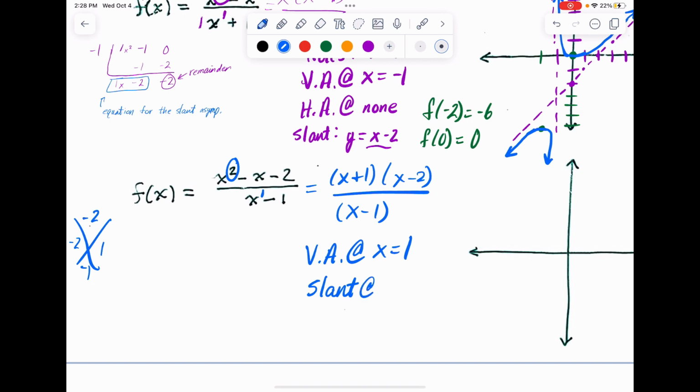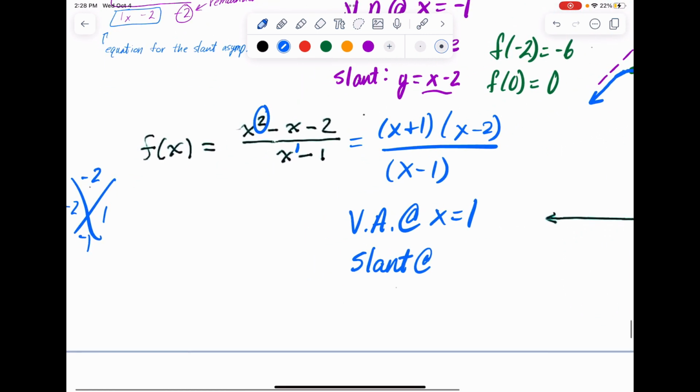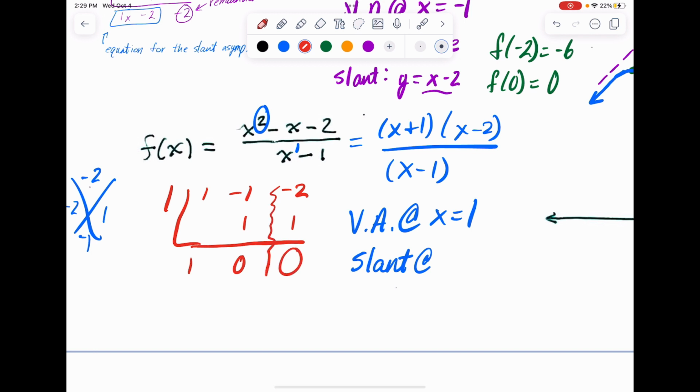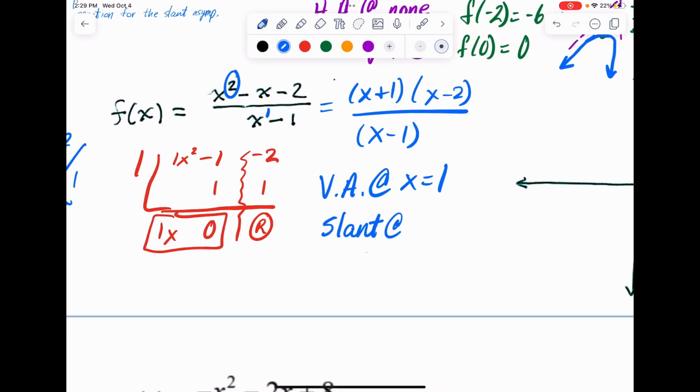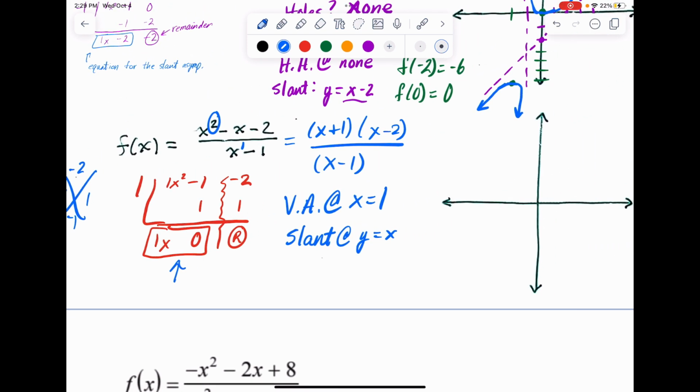And the slant is at, how do we find that one? We're going to have to do division. So let me use a different color. 1, 1, negative 1, negative 2. Remember, I don't really care about this value because it's going to be the remainder. All I care about is this right here. This would have been the x squared, right? So that means that this is 1x. So my slant, by definition, is just whatever's in here, and that's y equals x. You could say y equals x plus 0, but that doesn't really matter. That's just redundant.